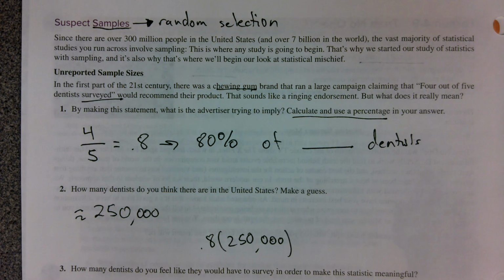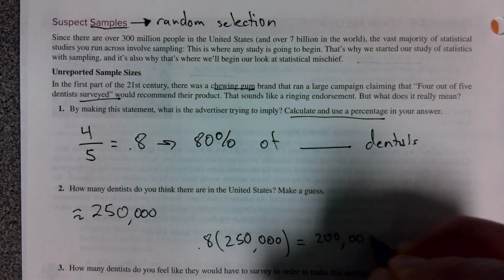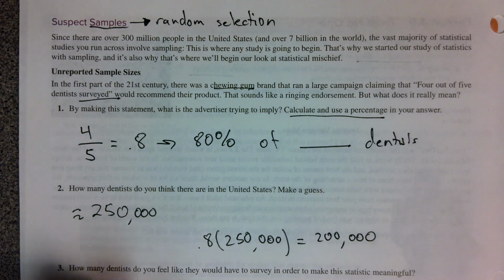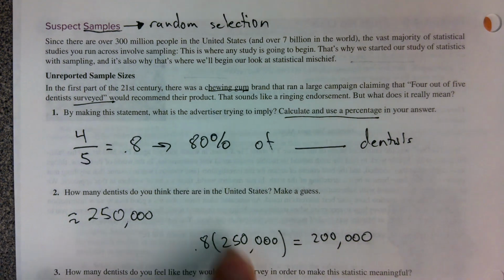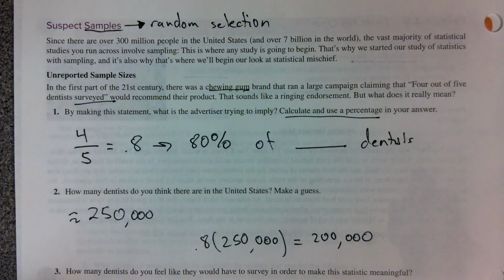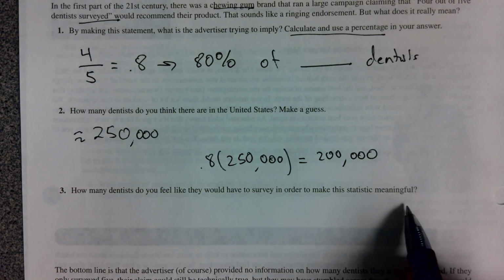I'm getting 200,000. But there is no way this chewing gum brand talked to 250,000 people. In fact, we have no clue how many people they talked to. How many people did they actually survey? So how many do we think they would need to survey to make this meaningful?